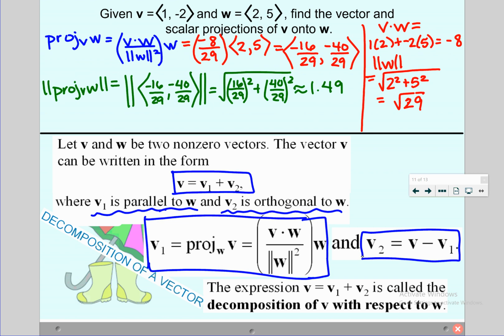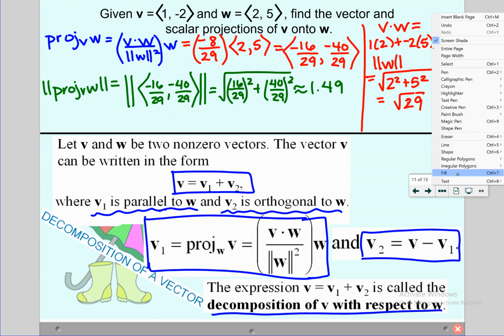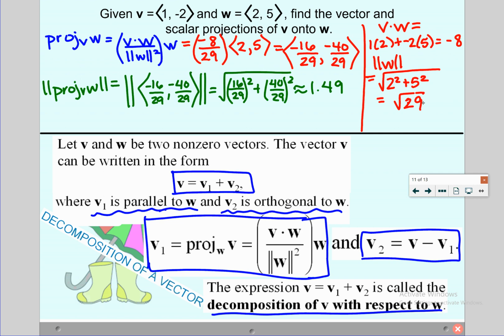Okay, and again, this is decomposing v with respect to w. You can check your answers at the end of this one. You can check that v1 is parallel to w. We talked about how to do that yesterday. You can check that v2 is perpendicular to w. That was the quick one. If you remember, do the dot product. Make sure the dot product's 0. Okay. Everybody have what they need here?